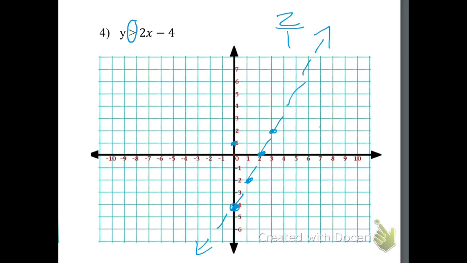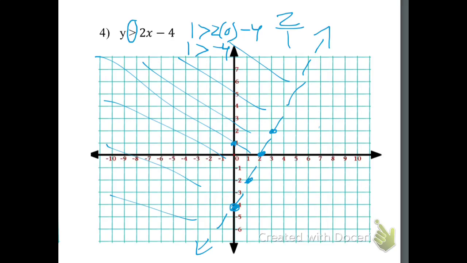Okay, I'm going to plug that in. Y is 1. X is 0. Minus 4. Simplify is 1 greater than -4. That is true, so the side that had the point I chose is the side that's going to get shaded, which is up this way. Ta-da! So the point 0, 1 was true, because 1 is greater than -4, so we're going to shade that direction. Ta-da! All done.